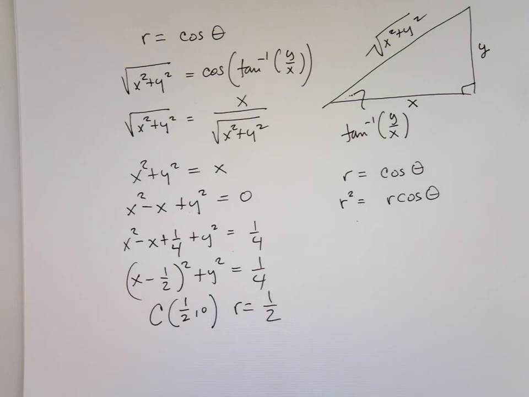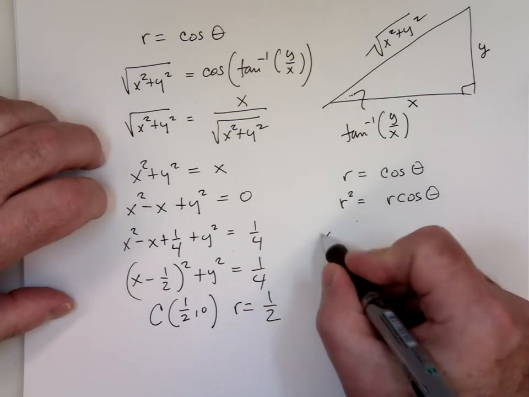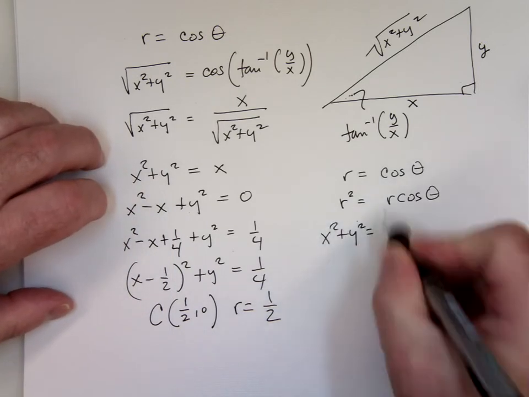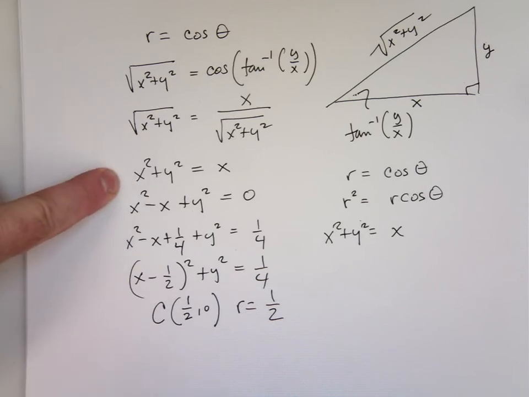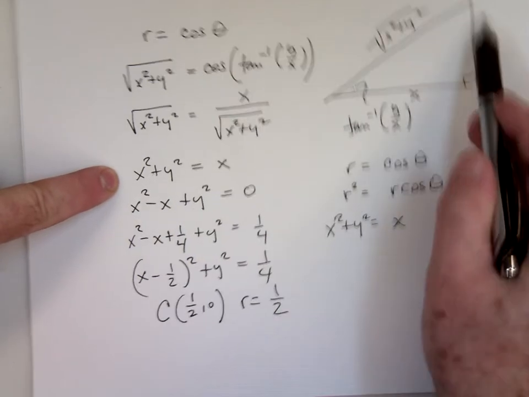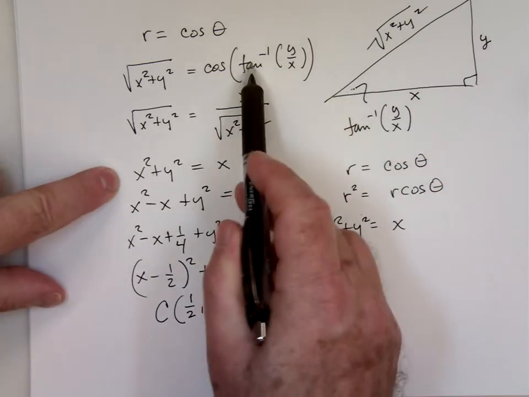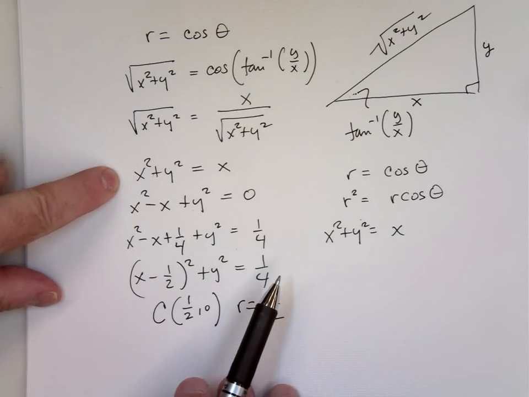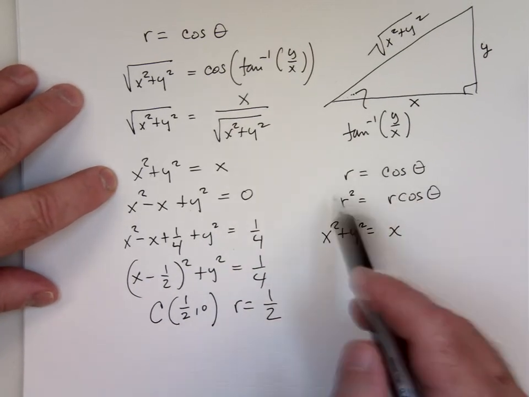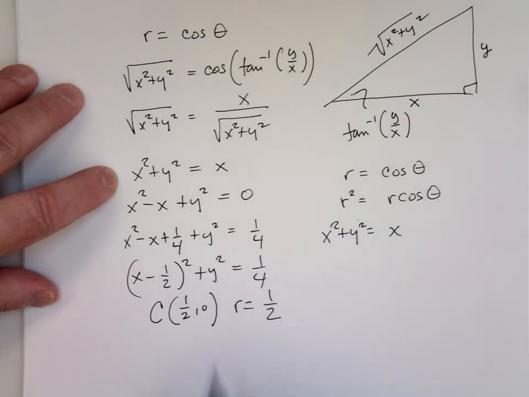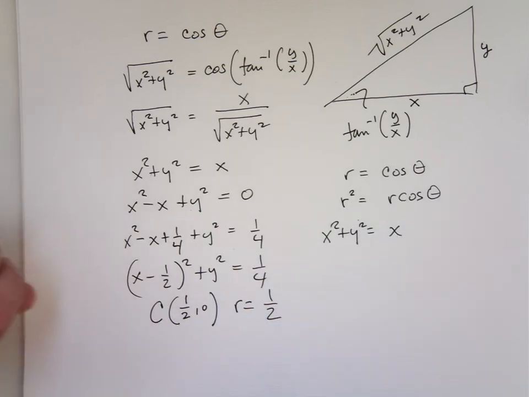R squared is x squared plus y squared, and r cosine is x. So we end up down here at this point without having to go through all of that. It's a better way to do it, taking advantage of that relationship. Now bring the x over, and obviously you get the same thing you had before. How are we doing?